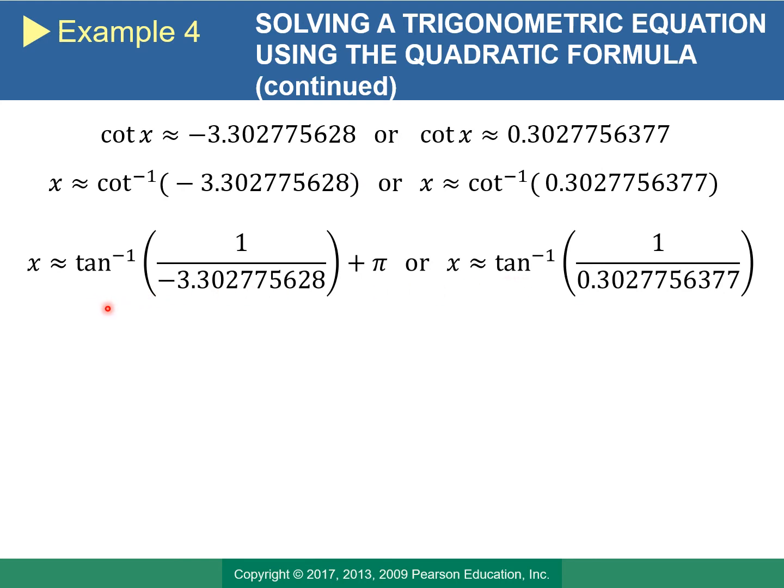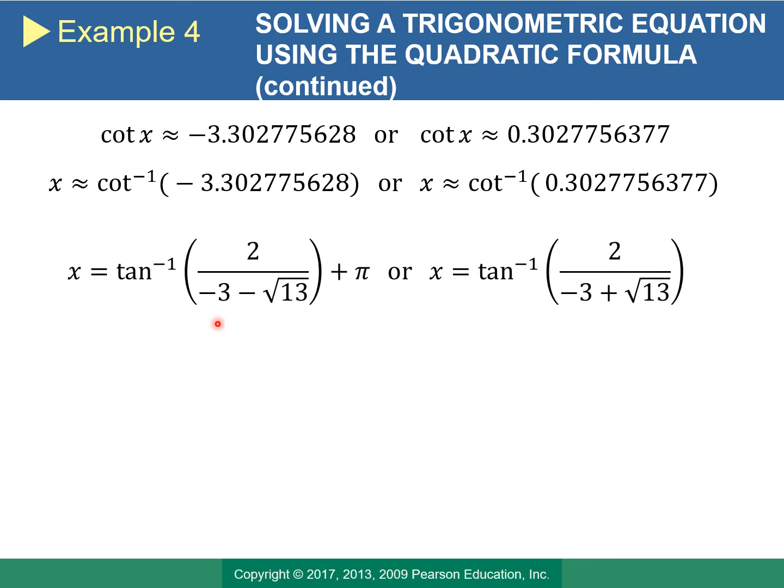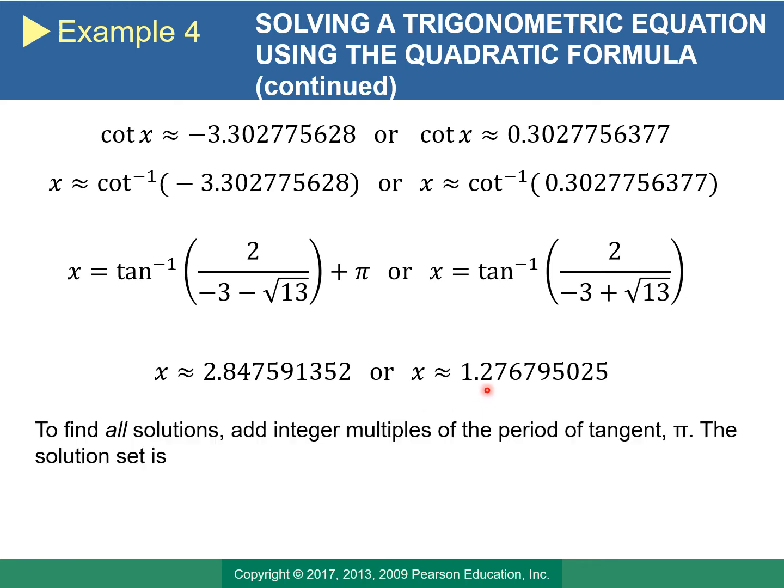Now to have an exact value and to not have to type in these decimals all the time, I'm going to go back and use the exact number that we got already. So this is 1 over negative 3 minus root 13 over 2, and then 1 over negative 3 plus root 13 over 2. So I'm just using the exact values that we found instead of the decimals. And then to make it look a little bit nicer, this is just the reciprocal, so I can just flip this over and put the 2 on top. And then using those exact values in my calculator, I get x is approximately 2.84 and x is approximately 1.27.